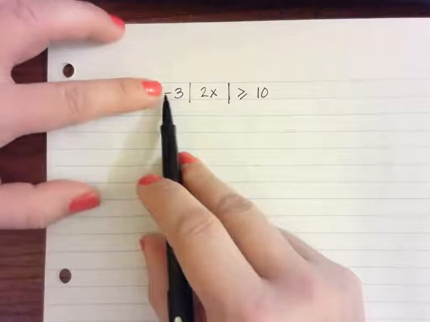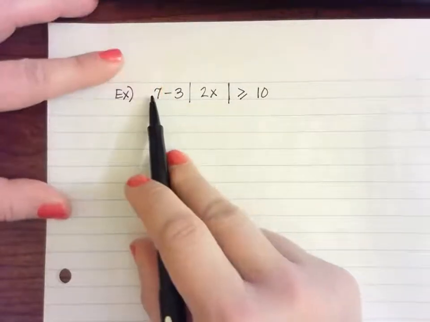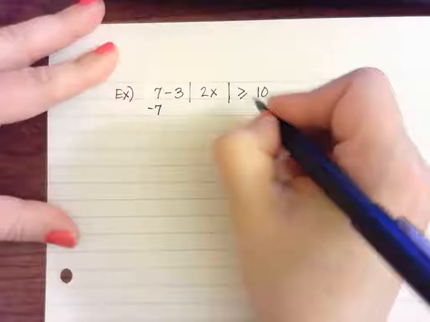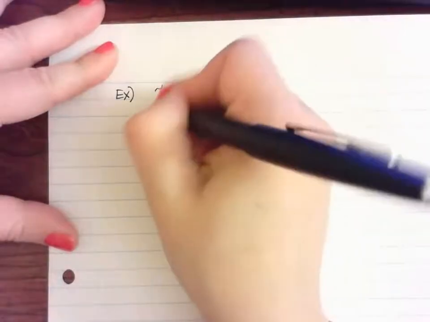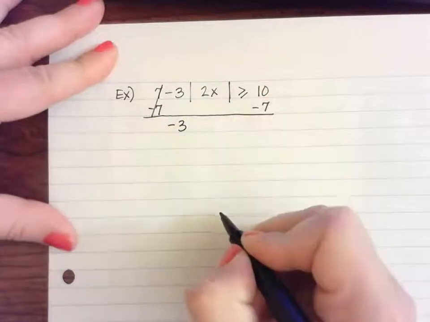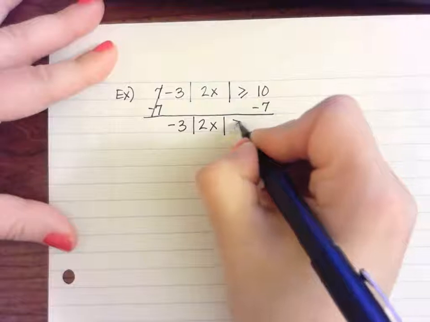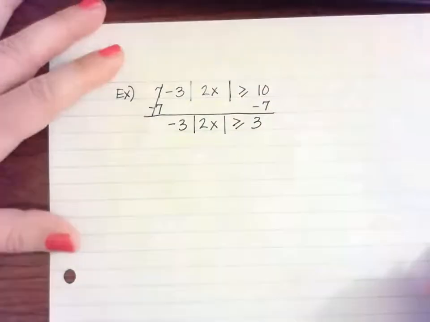The sign that's in front of the number is what goes with the number. So like the negative is in front of the 3. So that's a negative 3. There's nothing in front of the 7, so that's a positive 7. So we're going to subtract 7 from both sides. Okay? So then we bring down a negative 3 times the absolute value of 2x, and that's greater than or equal to 10 minus 7, which is positive 3.